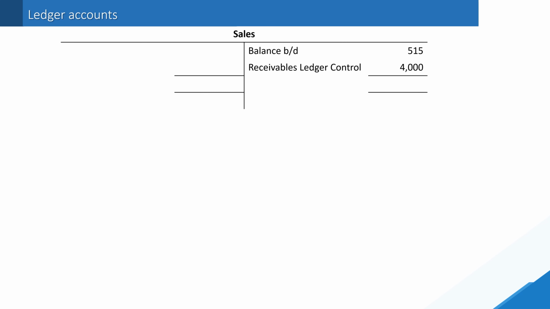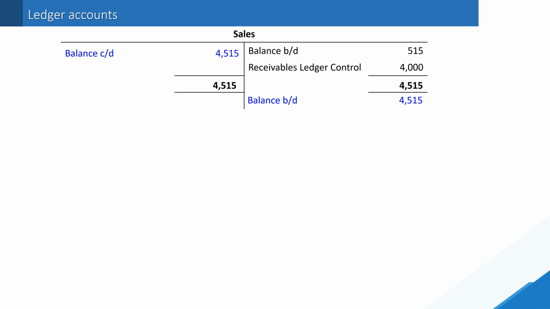Like any other account, we will balance this ledger account off by going through those 5 steps, totalling up the debit and credit side, finding that difference and placing that difference on the smallest side of the account. Two totals which should mathematically agree, and then a balance brought down at the start of the next period of £4,515.